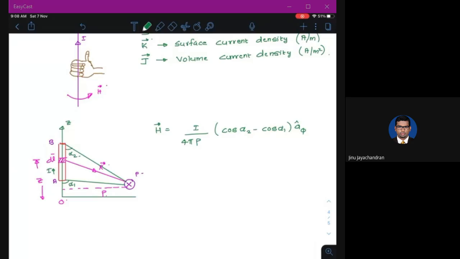Now, if the conductor is semi-infinite, it implies that B is at infinity and A is at 0, which implies my alpha 2 is 90 degrees and my alpha 1 is equal to 0 degrees. So your magnetic field H is equal to I by 4 pi rho, a phi cap.